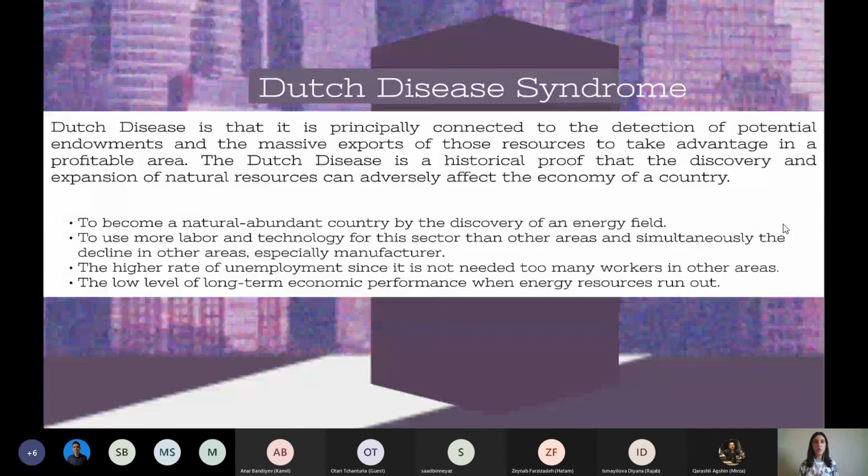For example, in the Norway case, not the Netherlands, Norway avoided Dutch disease. Norway had some gas fields, if I'm not mistaken, and Norway spent the money which comes from natural resources wisely. They invested in education. They paid back their debt to foreign countries. So these are all really important steps.